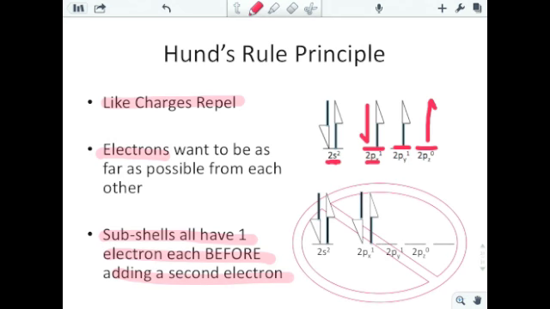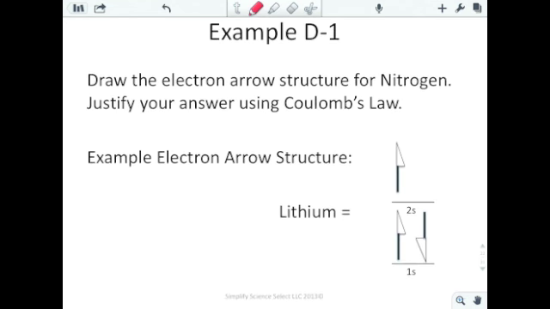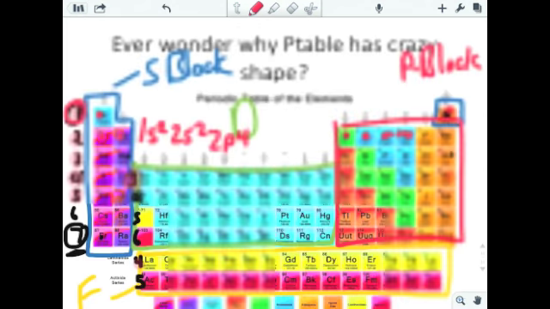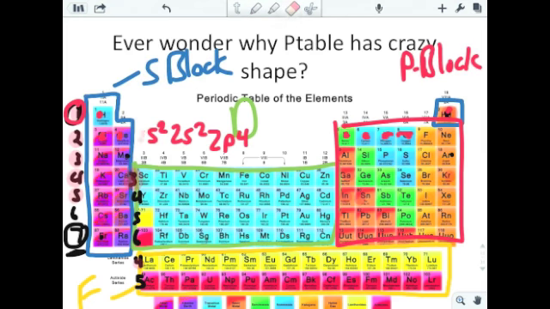Electrons don't like each other. So looking at an example here, it says draw the electron arrow structure for nitrogen and justify your answer using Coulomb's law. Coulomb's law is basically talking about the force compared to the distance between charges. So we look for the electron arrow structure for nitrogen. Again, remember, we're always using the periodic table for this. We look back at our periodic table, see the examples that we did before, and we're looking at nitrogen, which is right here. If we have 7 protons, we're going to have 7 electrons too.